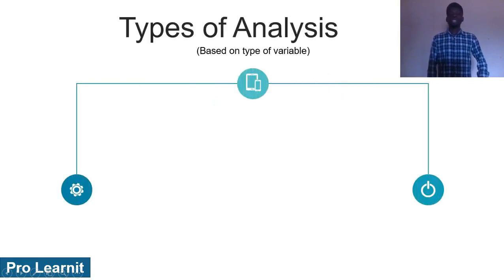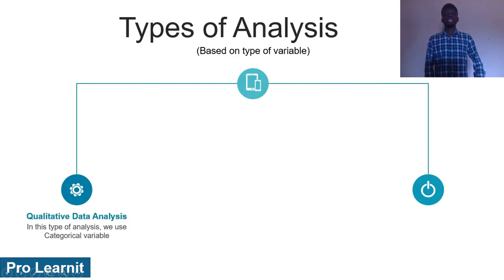All right, so types of analysis. I'm going to be talking about the types of analysis based on the types of variables. Basically, we have the qualitative analysis, which deals with categorical variables. Categorical variables can be binary or dichotomous variables, and polychotomous variables. If we have two categories, we call them binary variables. If we have more than two categories, we call them polychotomous variables.